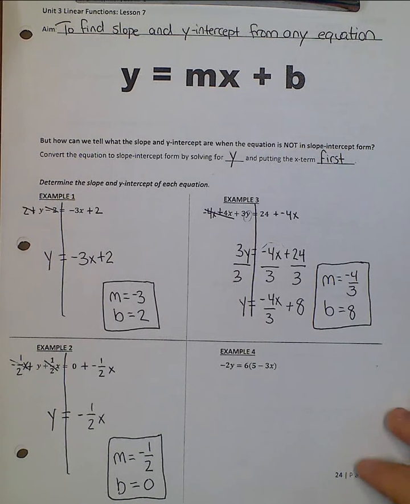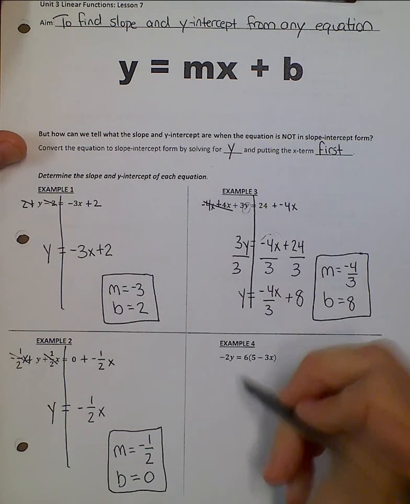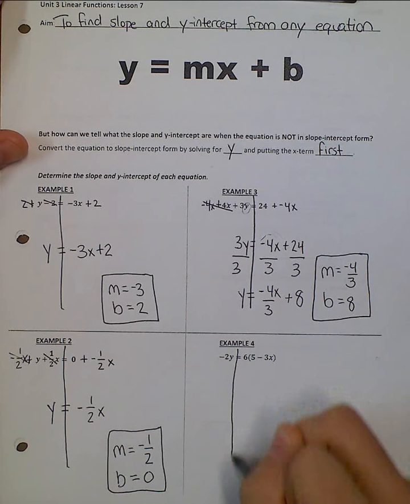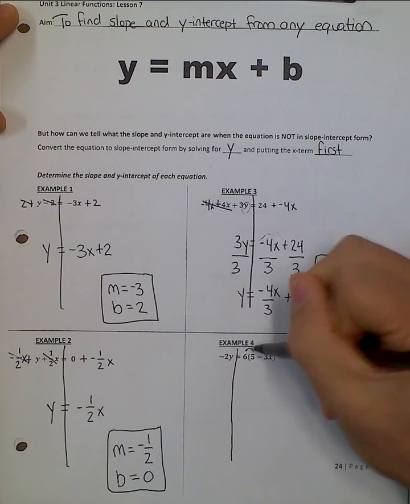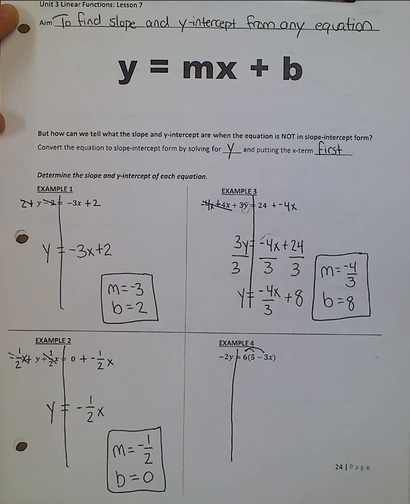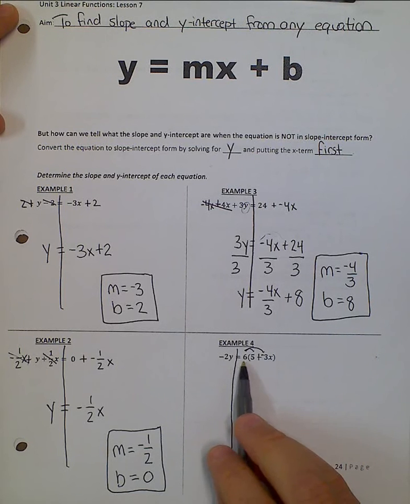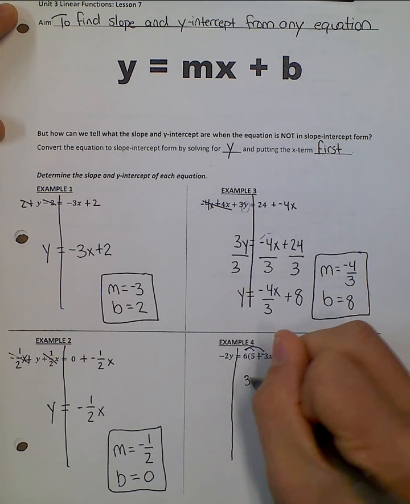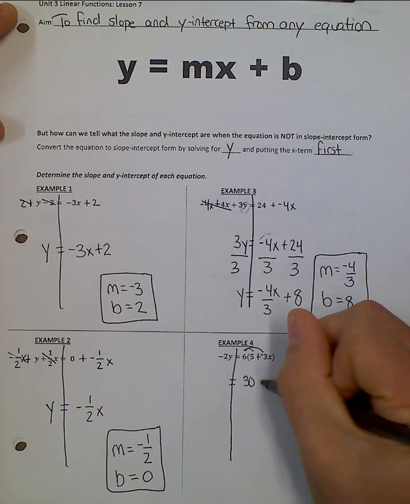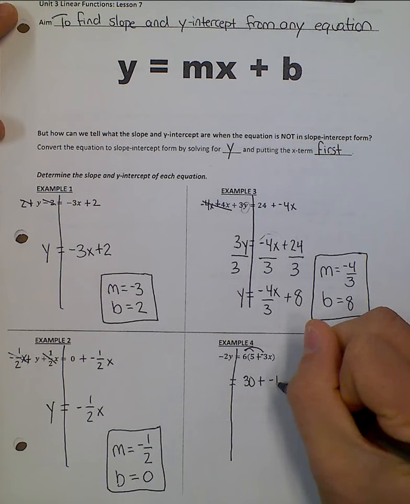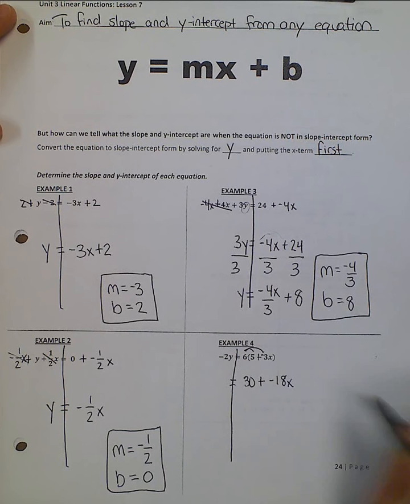And the last equation is close to slope-intercept form on the left, because there's only negative 2 times y. But on the right side, I want to use the distributive property and distribute the 6 throughout my parentheses. Remember, distributive means multiplication. 6 times 5 is 30. Keep my equal sign here. 6 times negative 3x should give us negative 18x. And I'm still left with negative 2y.